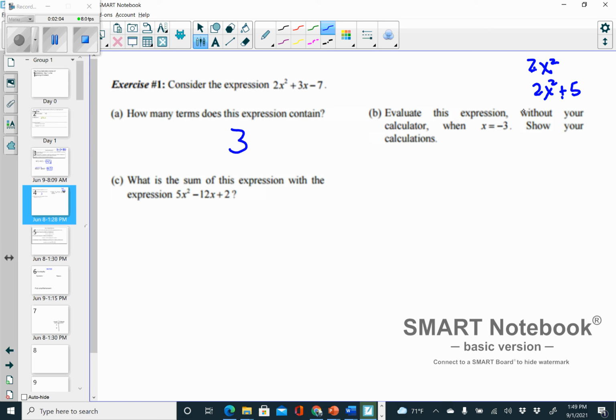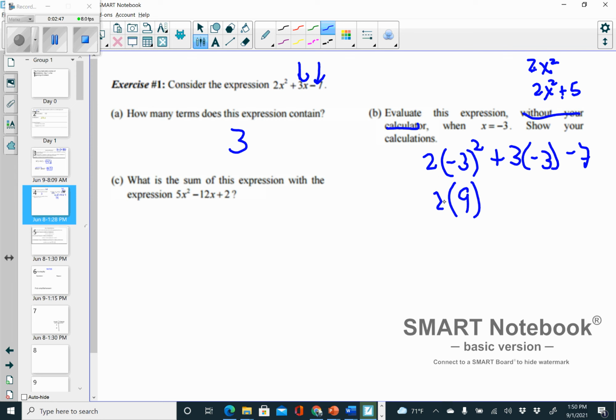Evaluate this expression without your calculator. In Algebra 2, anytime it says without your calculator, you can ignore that. But just to explain it, we're going to plug in x equals -3. So I'm going to do -3, and that x gets squared. Then it says plus 3x, so plus 3, but remember, our x is now equal to -3, so we're going to plug the -3 in. And then we have a minus 7. So let's go ahead and do this in our heads. In PEMDAS, exponents come first. So -3 squared gives us 9.